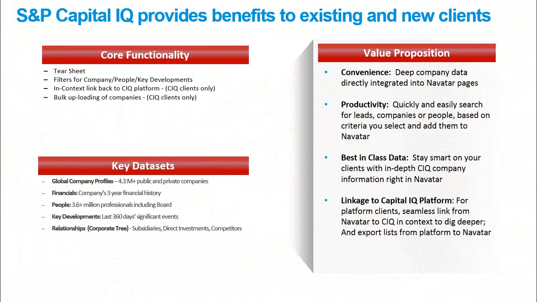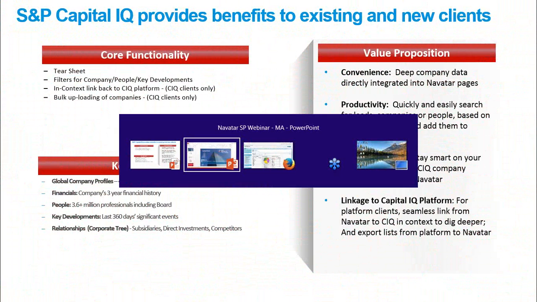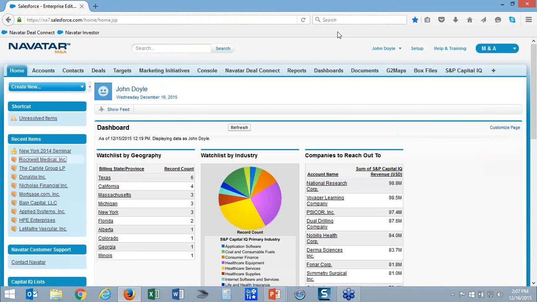And as Alan and Lisa have mentioned, we will focus on how, with the combination of the Navatar system as well as the S&P Capital IQ data, you can use that to manage and boost your business development process, manage buyer profiles, and maximize the chance of not missing out on an opportunity.